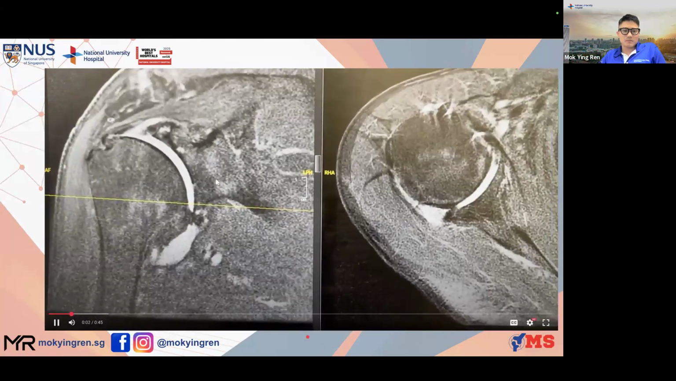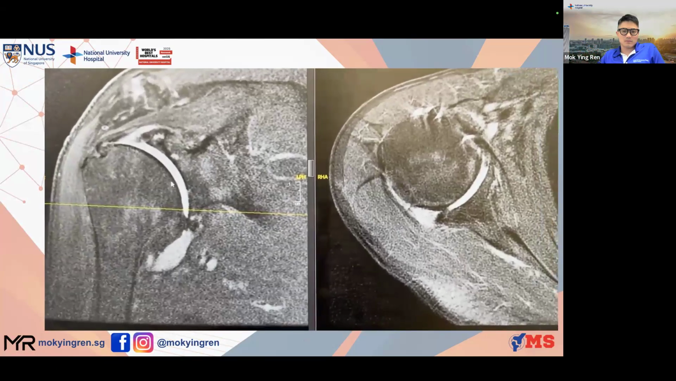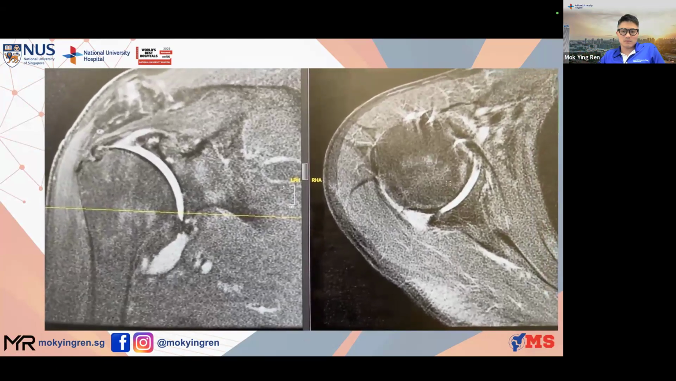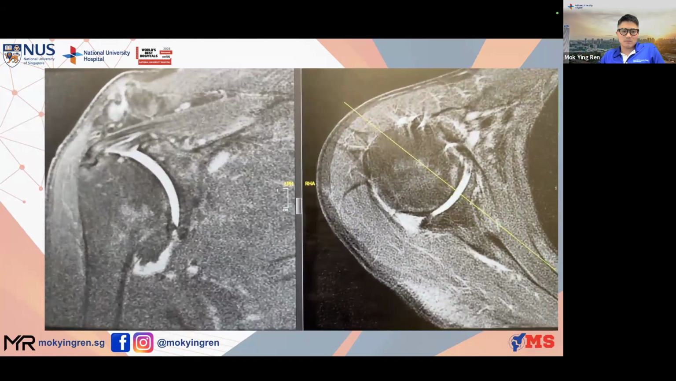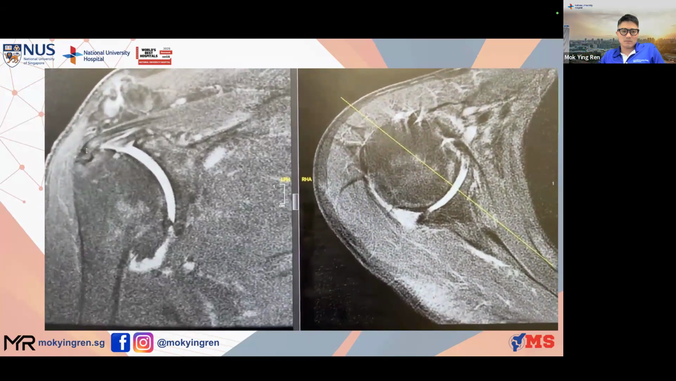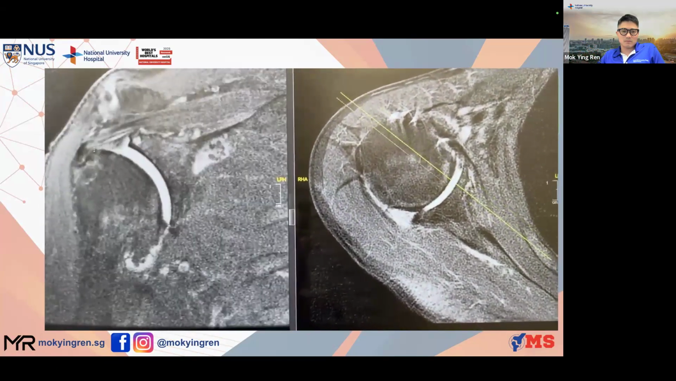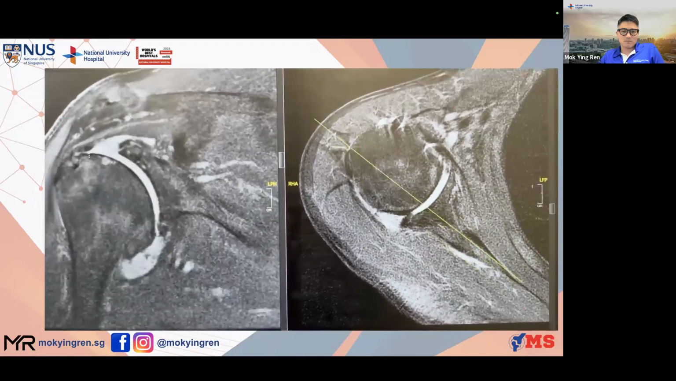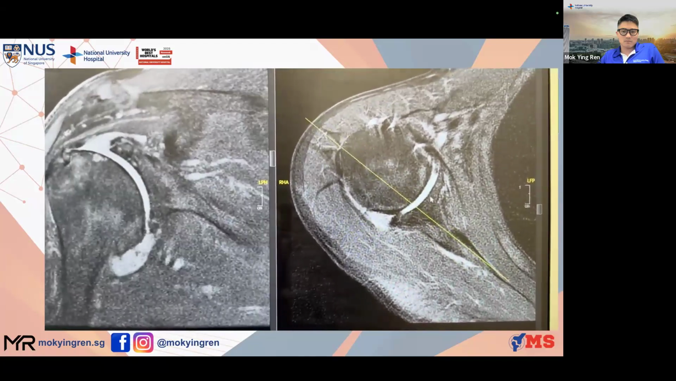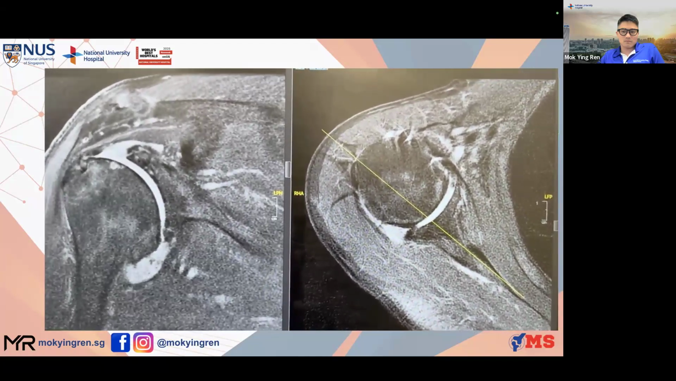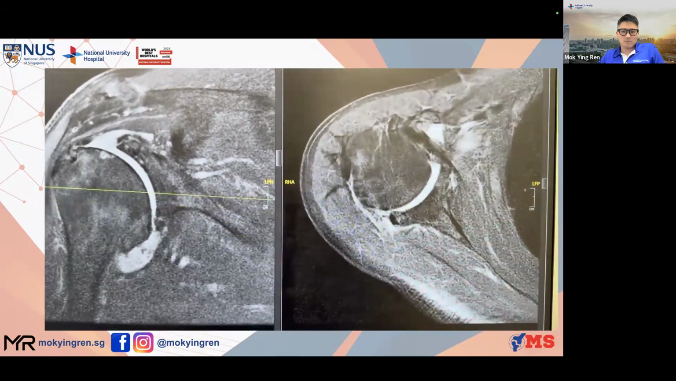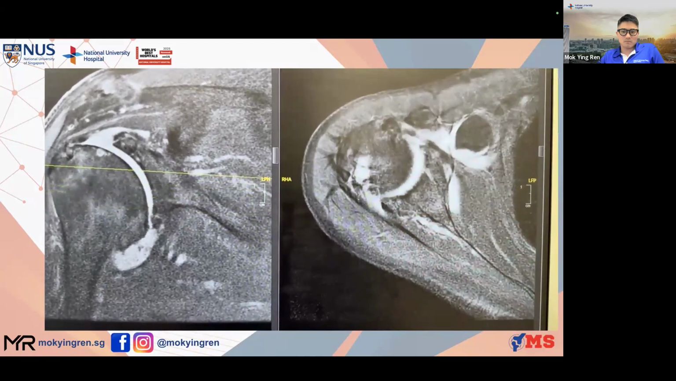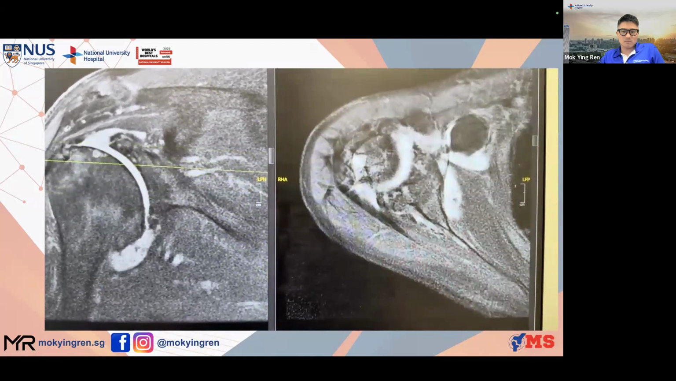So what you see here is the coronal view, and this is the axial view. As I scroll through, I'm seeing the supraspinatus attached down to the greater tuberosity. You can see the full length of the supraspinatus, it is intact. There's no major tear. On this view, this is the axial view. On the front, you can see the subscapularis, it is intact. At the back will be the infraspinatus, which is also intact.